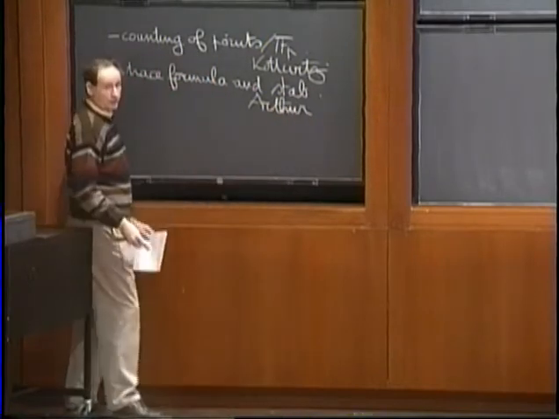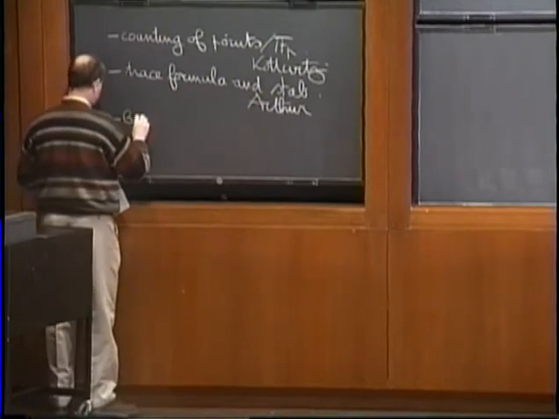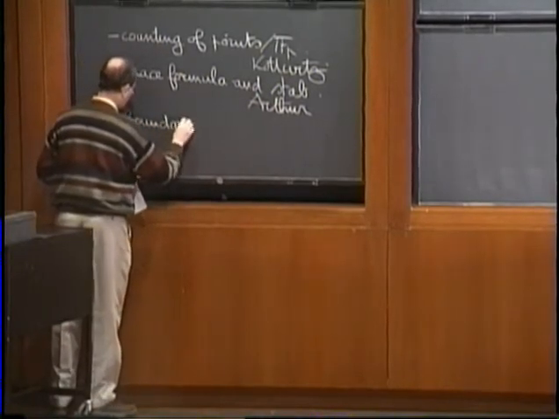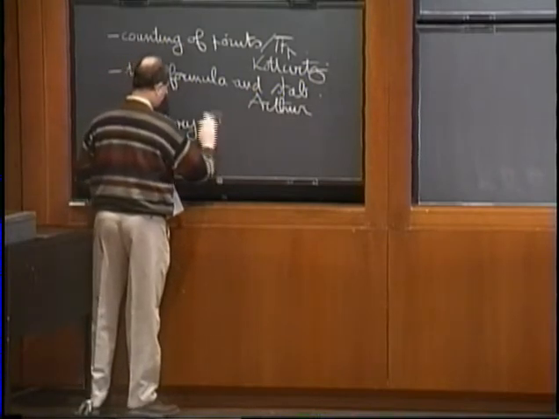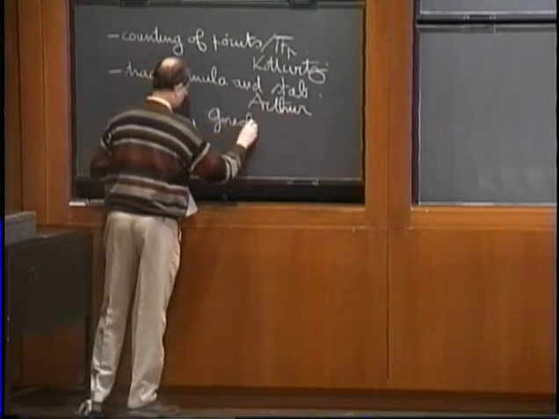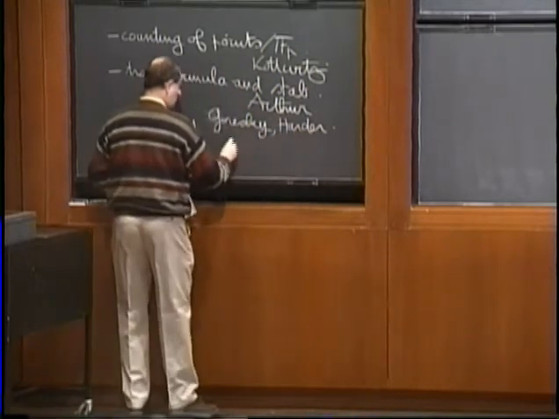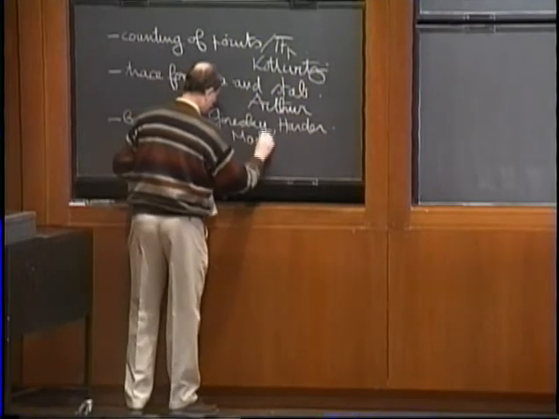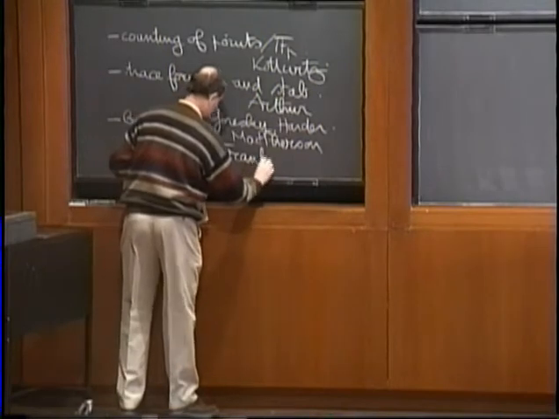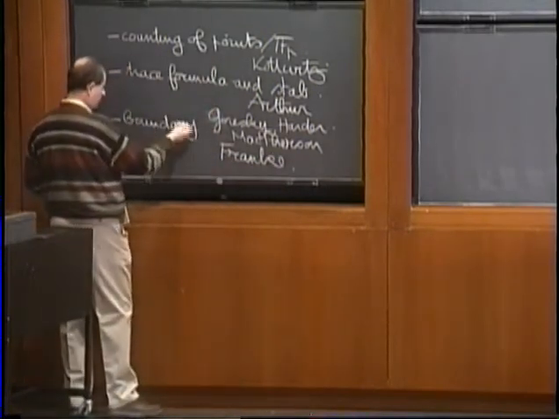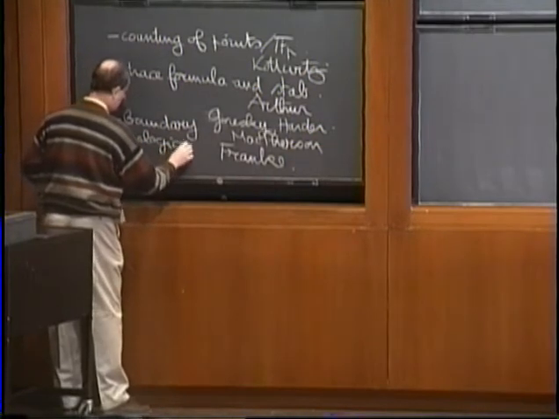Other important progress has been made: the understanding of the boundary of the Shimura varieties. This has been done by Goresky, Harder, and MacPherson, and also Franke. And there is also, in the same spirit, the topological trace formula.